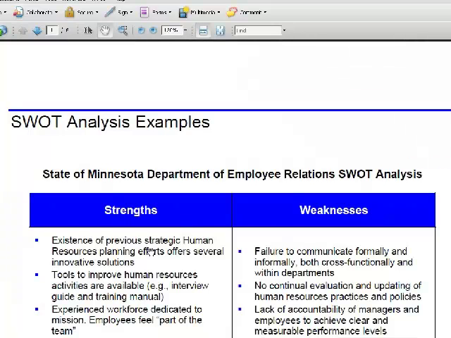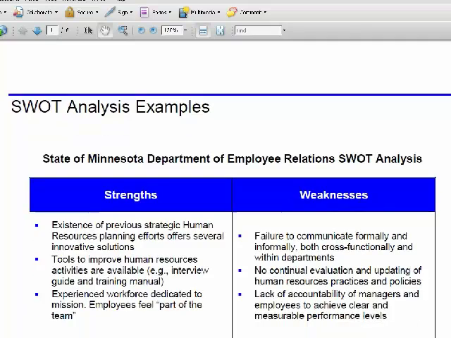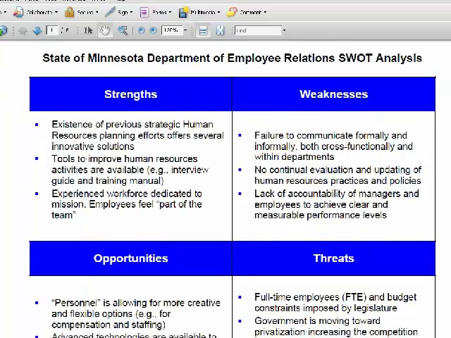This file is on your Blackboard, and it gives quite a few examples of SWOT analyses. This first one is from an employee relations department. Let's look at some of the strengths in this case. A strength as far as an employee relations department could be existence of previous strategic human resources planning efforts and offers several innovative solutions. They would consider this a strength.